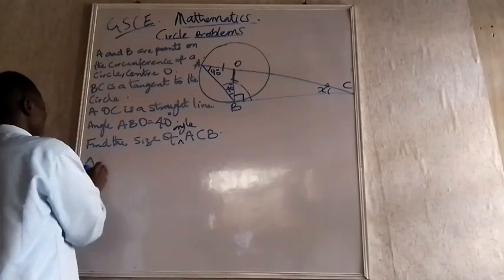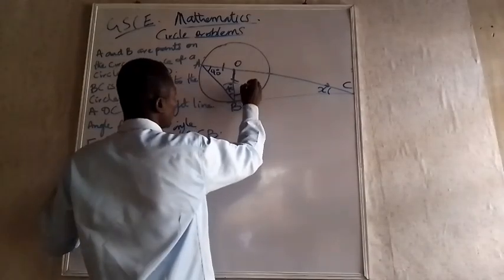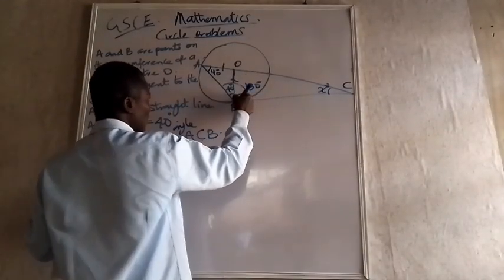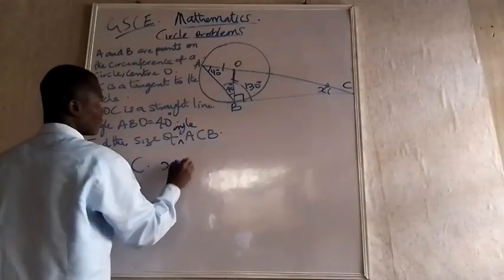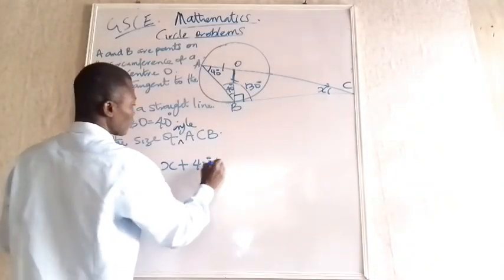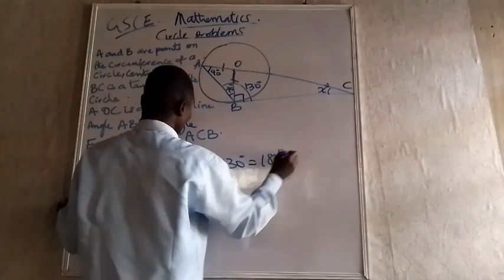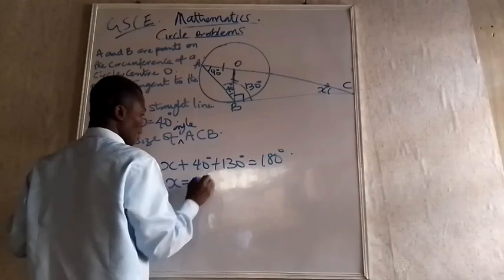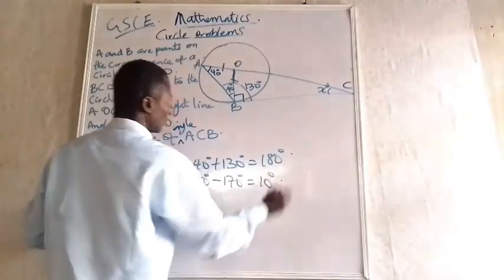Now let's see. Triangle ABC. We have this place to be 130 degrees. That is 40 plus 90. This place is 40. So x plus 40 degrees plus 130 degrees is equal to 180 degrees. So x will be equal to 180 minus 170 degrees, which is 10 degrees.